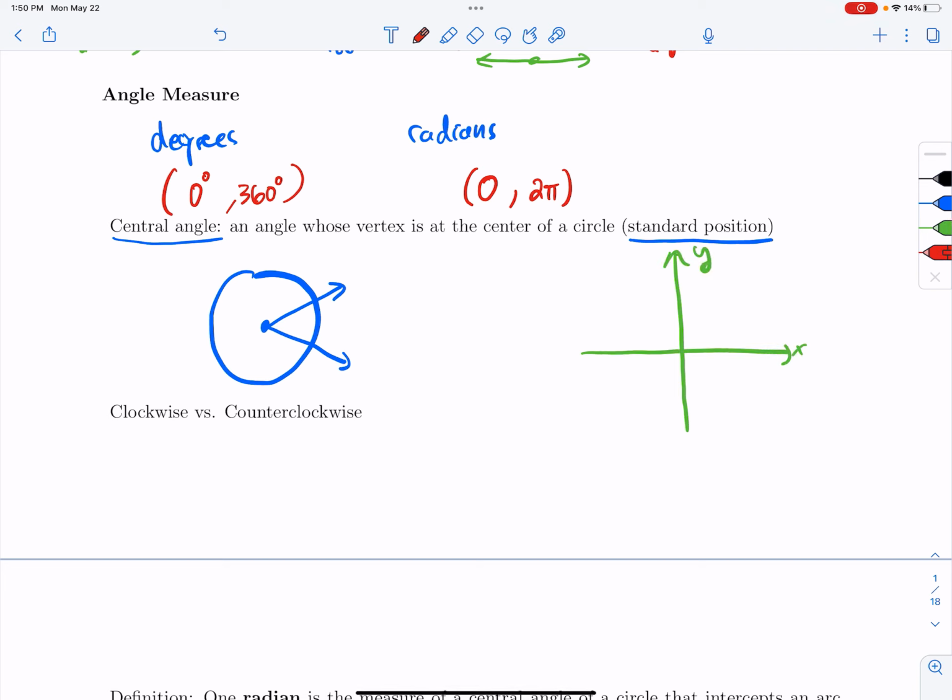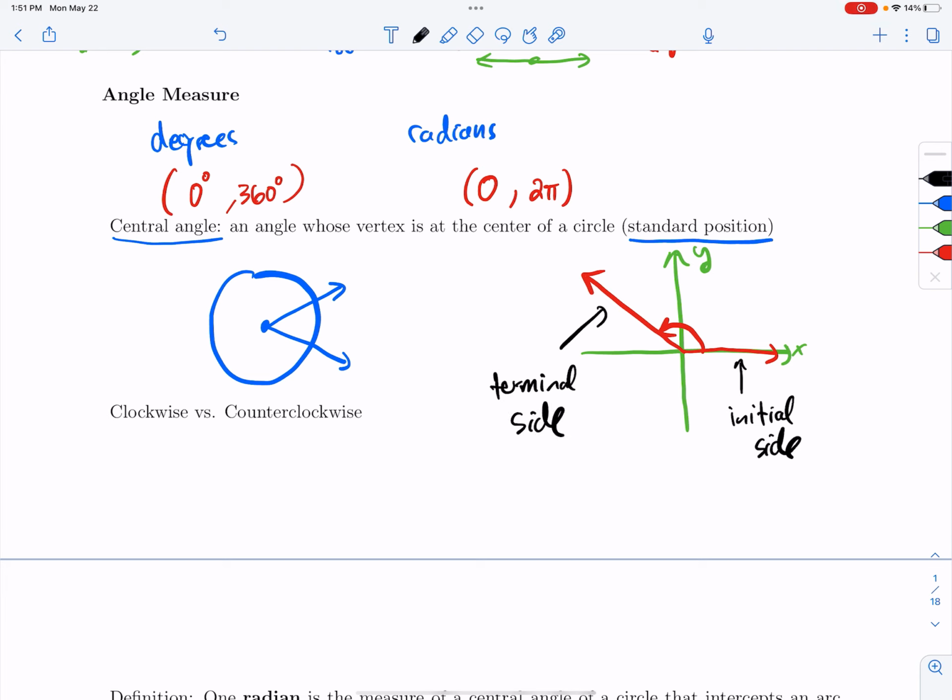And in that case, my first part of the angle is always on the x-axis, and then we call this the terminal side. So here is my angle right here. What we'd say is this right here on the x-axis is the initial side of the angle, and then this is the terminal side. It's just when we're rotating the angle, it's where the angle stops, so the terminal side.